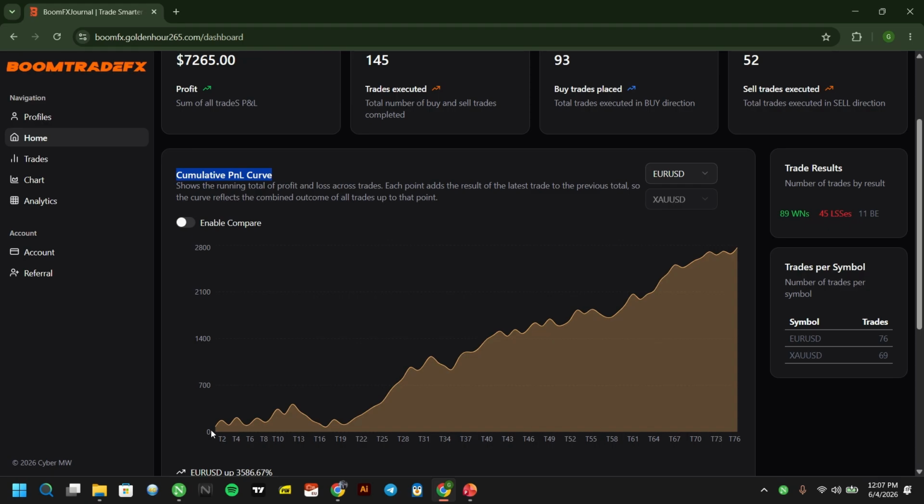So that is exactly how a cumulative PNL is drafted. As you can see, it started from 0 and it has been going up ever since. These are the profits that I've made so far on Euro USD. All right, so that's how the cumulative P&L works.